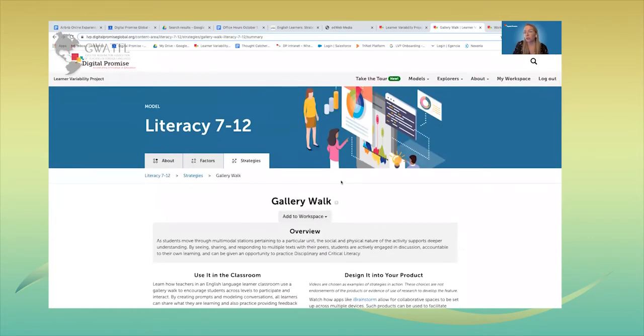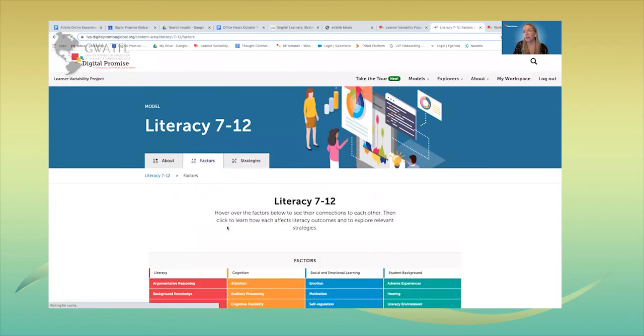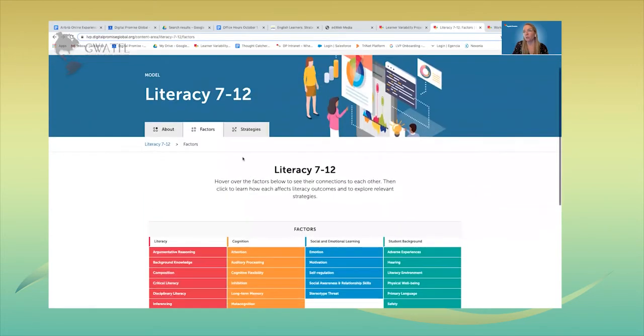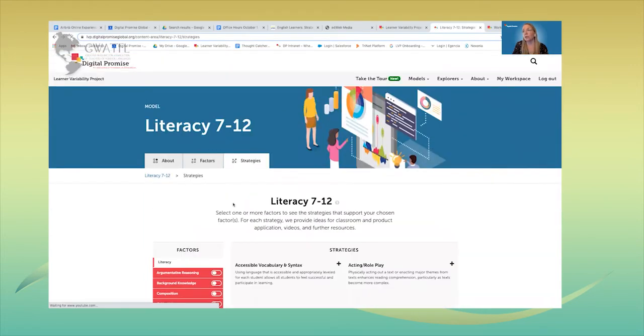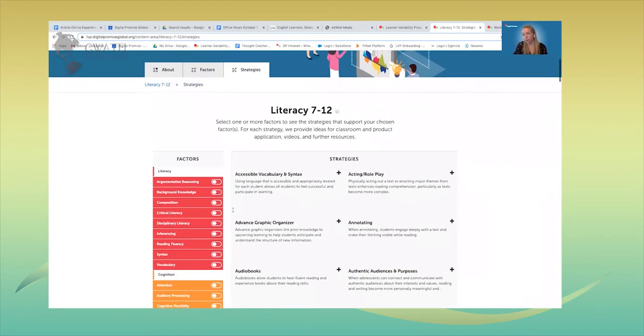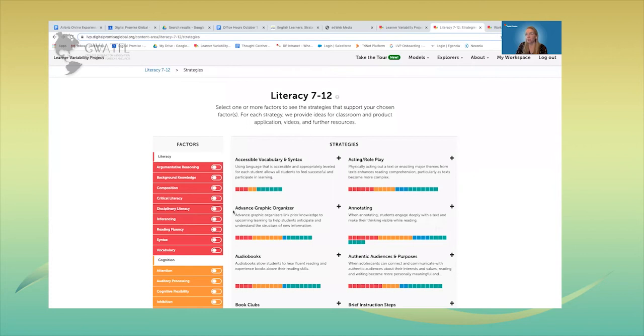So just as a quick overview, you've got the factors again, and showing the connections there, which I think is really powerful, and then really identifying strategies that target specific factors. Now, as educators, I know it's rare that you're going to just be thinking about one factor at a time. You're probably trying to address multiple factors that can relate to a specific lesson, or multiple factors that you're seeing in a group of students.